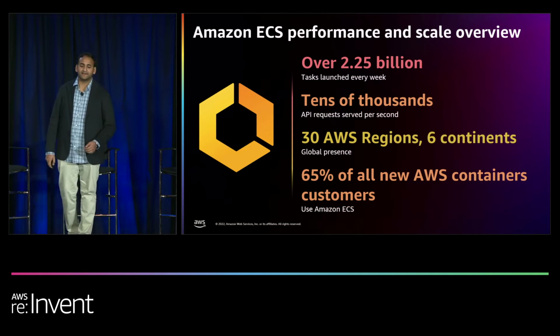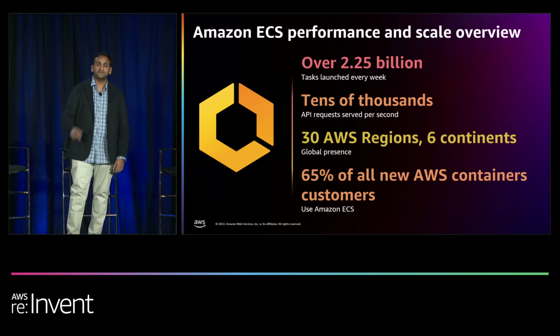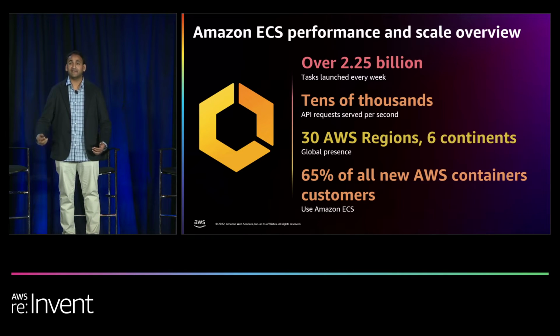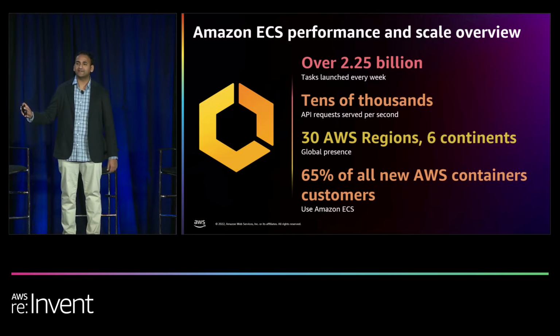There's 2 key statistics that I'd love to double-click on here. First, 2.25 billion tasks every week. That's the scale at which customers rely on ECS. Every week, we see customers launch over 2.25 billion tasks on ECS, and this is distributed across hundreds of thousands of customers. The second big stat I would like to focus on here is that 65% of all new AWS containers customers choose ECS as their first platform for running containers. Many of these customers, in fact, might be new to AWS itself and often see ECS as their first intro to the cloud.